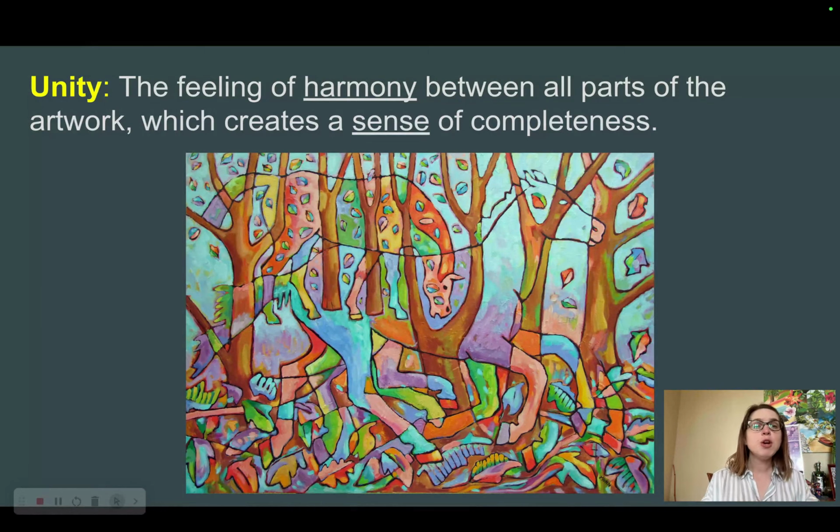In this painting here, we see a lot of the same colors. We see a lot of oranges, blues, greens, and browns. But we can also say there is unity created by shape. We see lots of leaf shapes, as well as some of these shapes of the horse's feet.